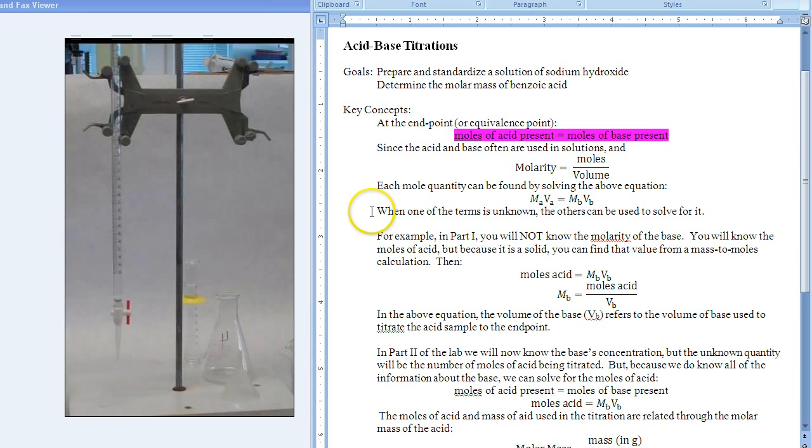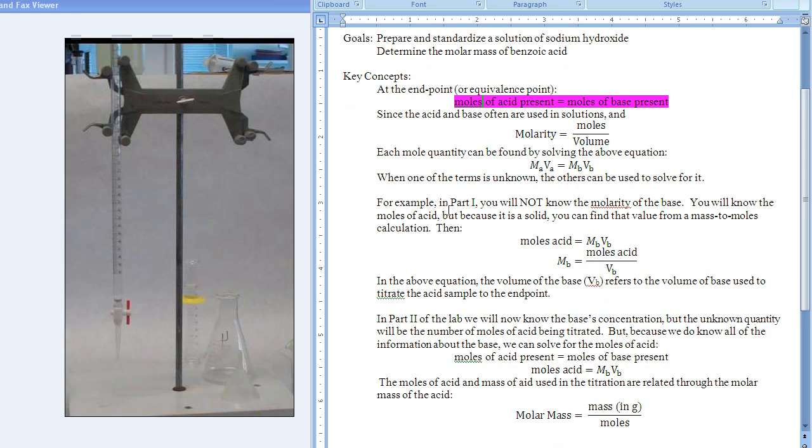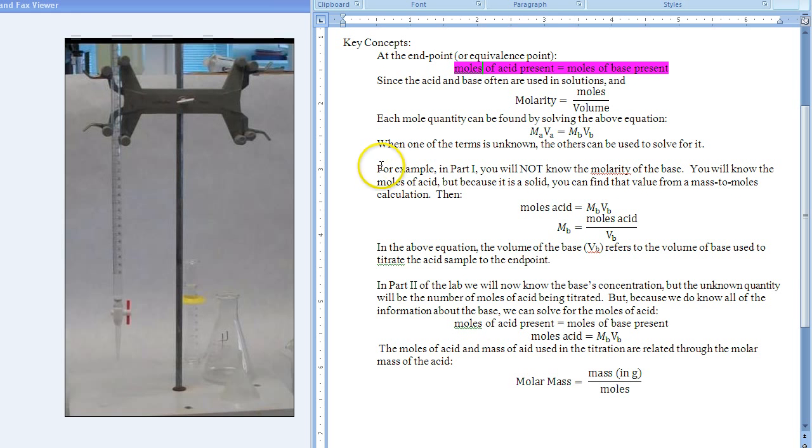When one of the terms is an unknown, you can use the other three known values to solve for it. And that's what we'll be doing in the two different parts of our experiment. In the first part of the experiment, we'll know everything about the acid. The acid will be delivered to our titration as a solid. So we'll determine its moles not from molarity times volume, but from stoichiometry, by converting the grams of acid that we weigh out and add to our flask to moles.